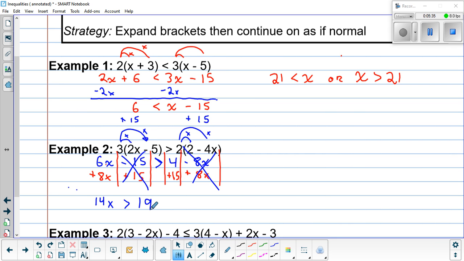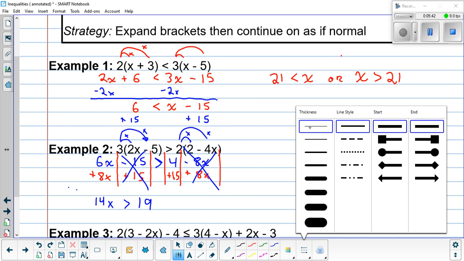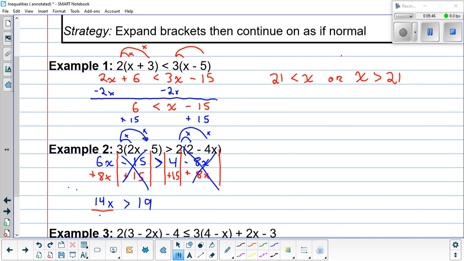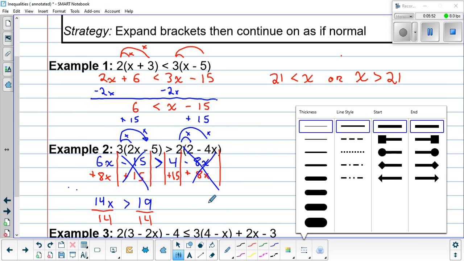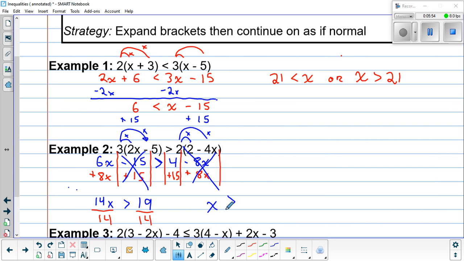So this isn't actually going to work out too nicely, but that doesn't matter to us because we're just going to leave our answer as a fraction. So how do we simplify this even more? Well, we get rid of the number outside of our x because we want to isolate it. So in the end, we can leave our answer as x is greater than 19 over 14.